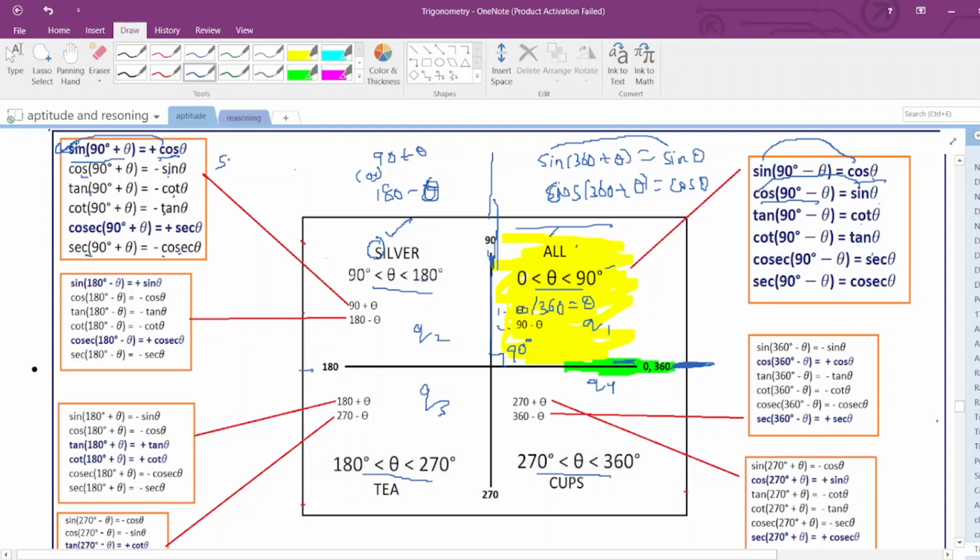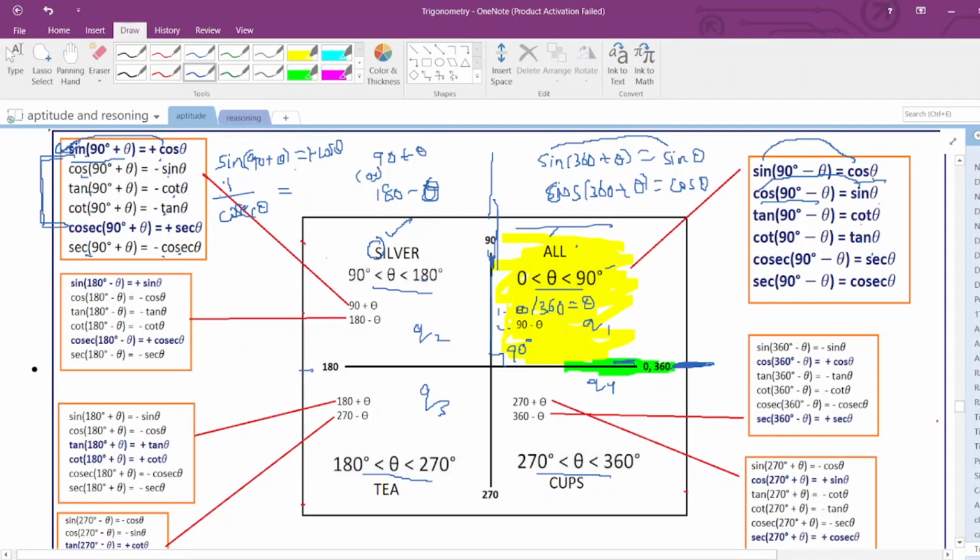But see here, S for silver or S for sine: if you do 90 plus theta here, you will get plus cos theta, right? In the same way, sine's opposite is 1 by cosecant, right? So 1 by cosecant theta will also be positive here. So sine and cosecant will be positive.